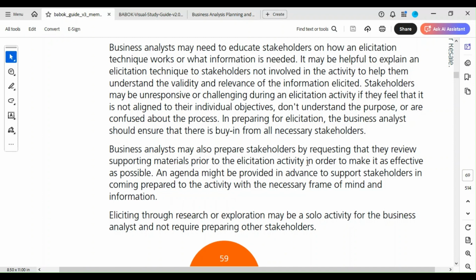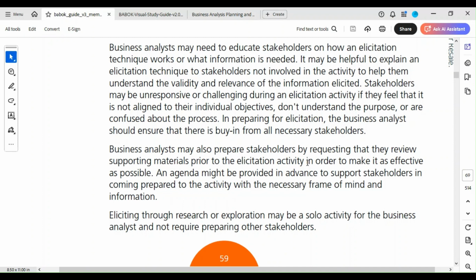Stakeholders may be unresponsive or challenging during an elicitation activity if they feel that it is not aligned to their individual objectives, don't understand the purpose, or are confused about the process. Some will even be afraid that, oh my goodness, at the end of this, I'm losing my job. So you try to educate them.